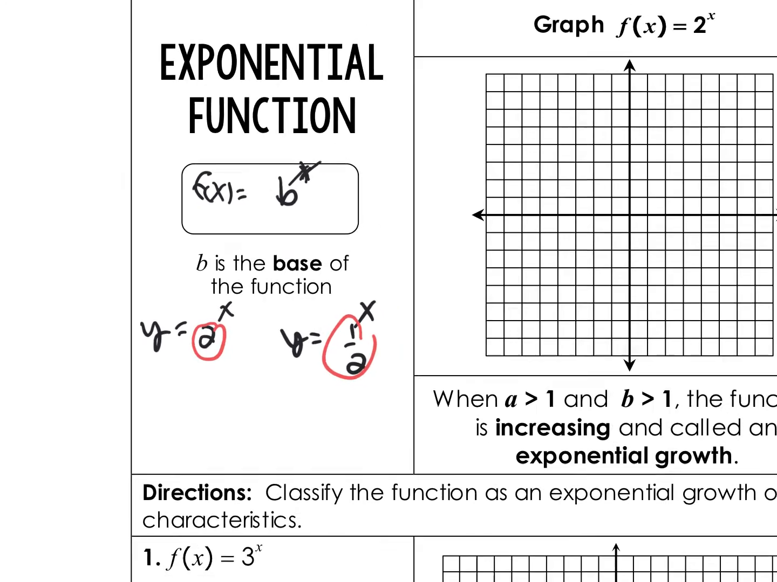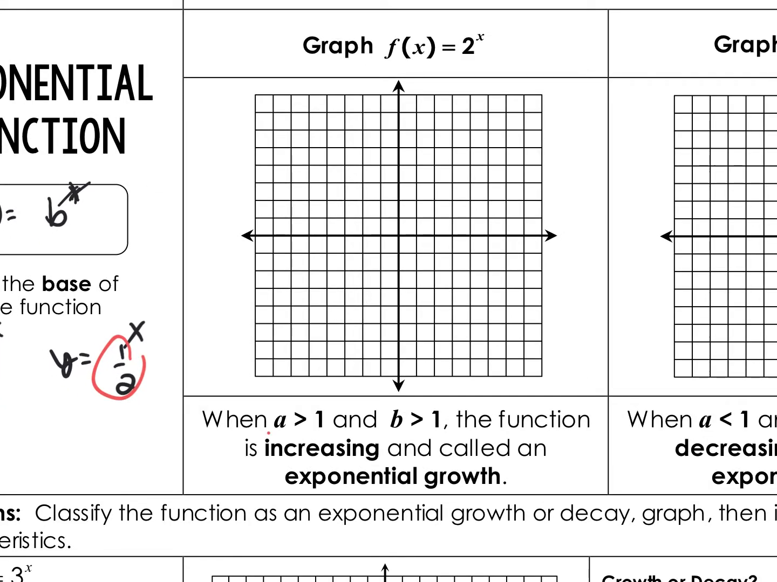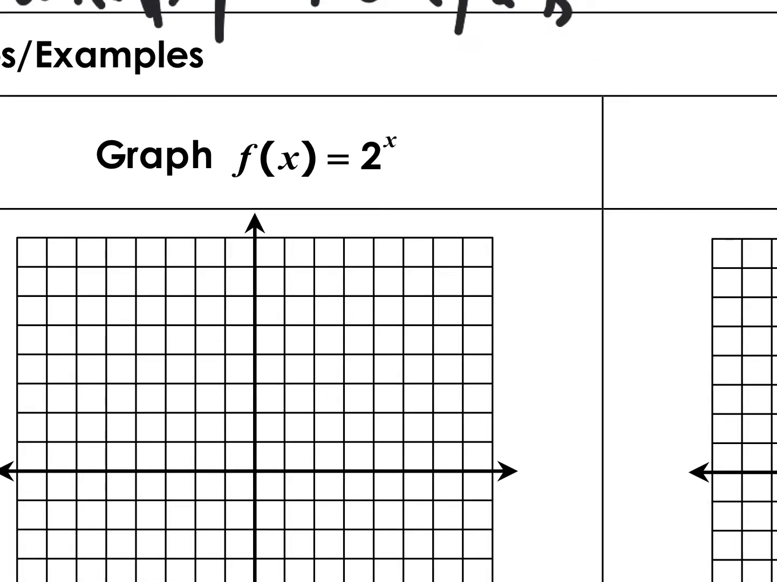Now, you're going to see where the author is talking about an a and a b, and it's not going to be very clear with this problem where the a is. So really, I just need you to look at the b. It's a 2. 2 is greater than 1. That means I know that this will be an exponential growth.